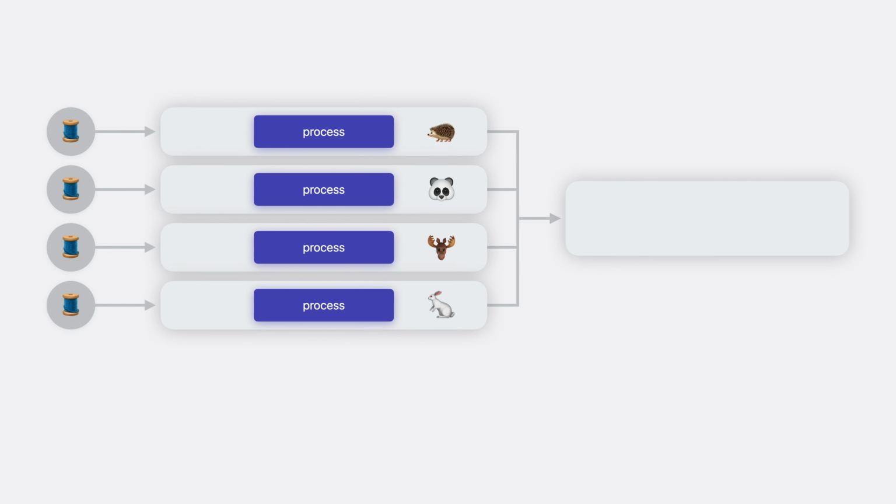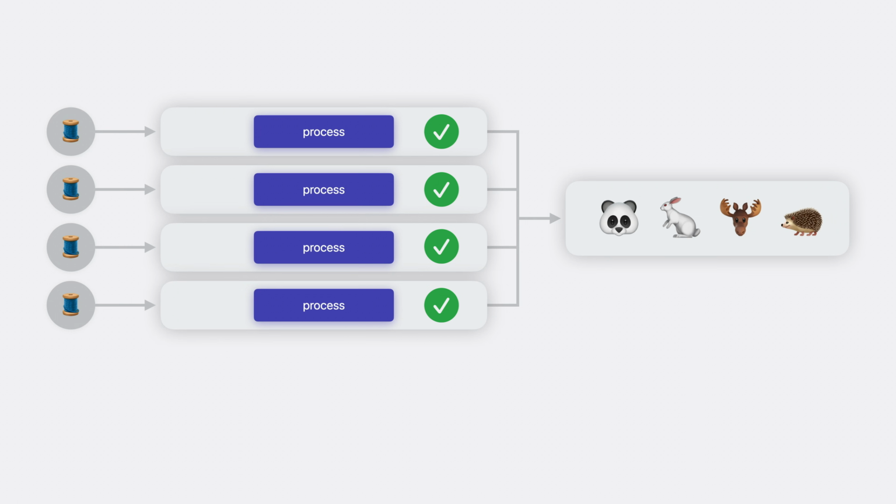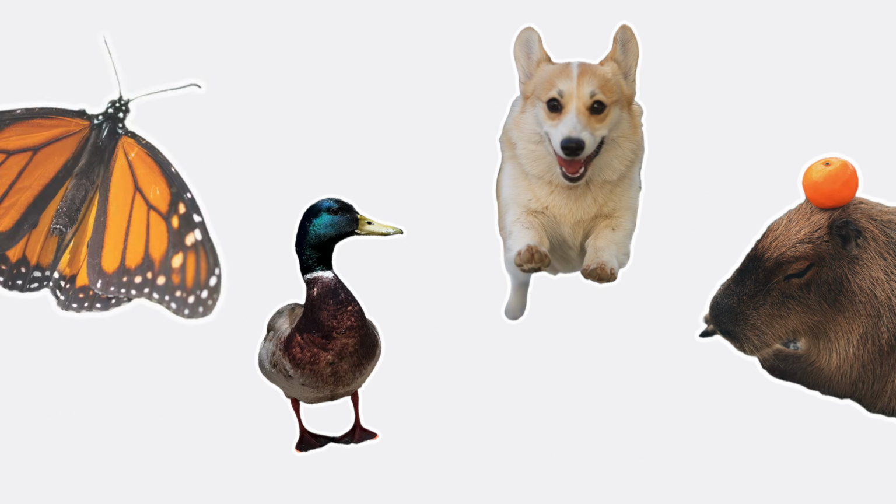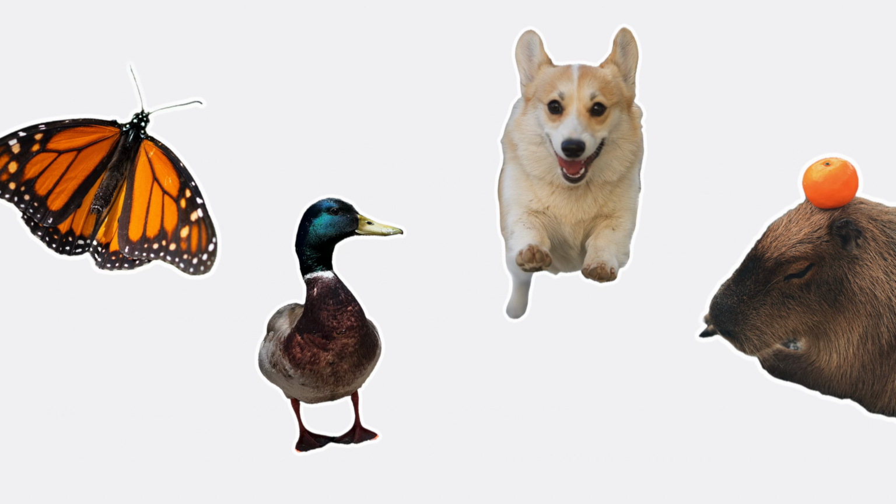In our app, the stickers will be collected in the order they are done processing. But you can also keep track of the order, and the task group has many more capabilities. To learn more, check out the session Beyond the Basics of Structured Concurrency. Congrats! The app is done, and now I can save my stickers.